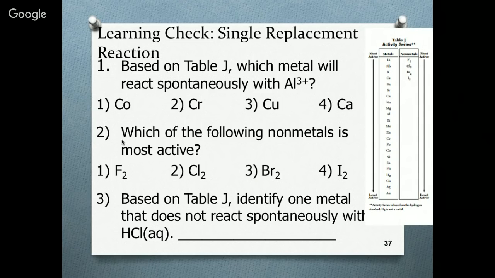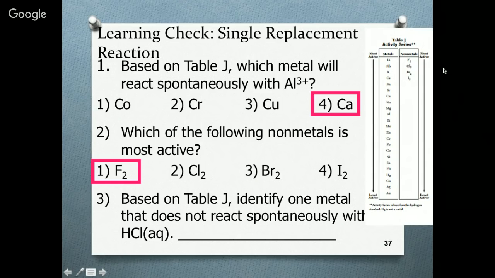Okay, for the first question, which metal will react spontaneously with Al3+? To react spontaneously, it has to be higher up, so just look for something higher up. We got calcium. The second question wants to know which of the following nonmetals is most active. The most active is at the top of the chart, so of these options, we're going to go with F.